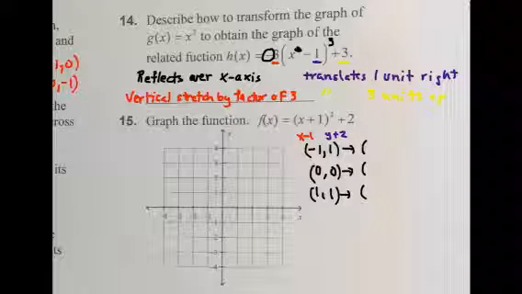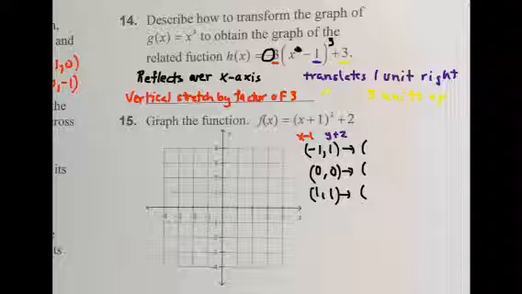Alright, so for 15, you have your reference points right here. For a quadratic, these are the reference points. This +1 means that h is negative. That h is -1, so you're going to subtract 1 from x. This +2 means that k is +2, so you're going to add 2 to y.